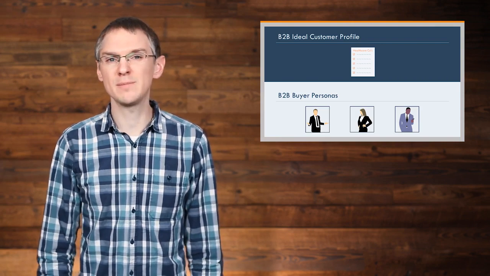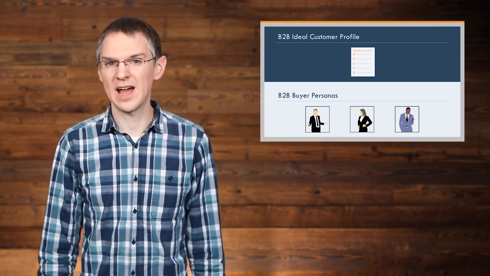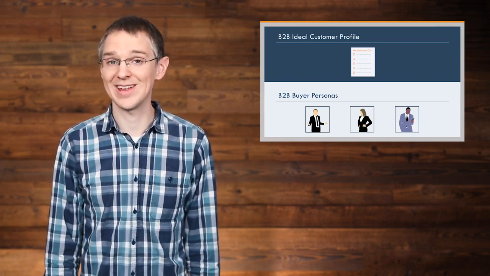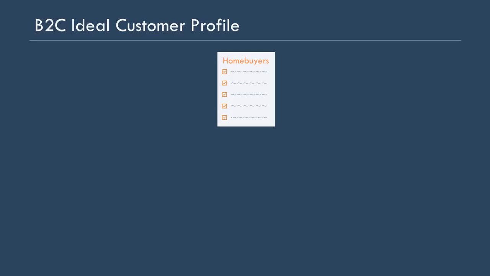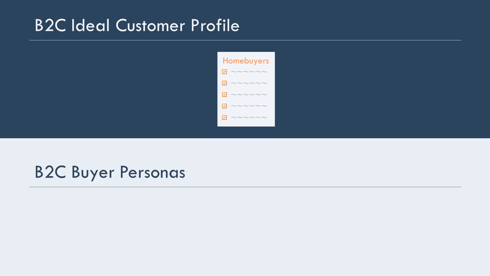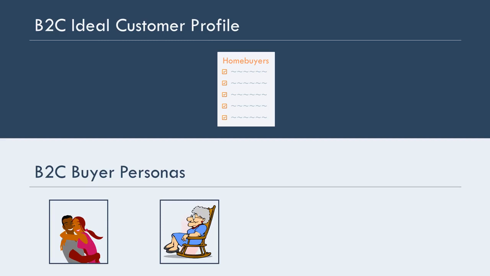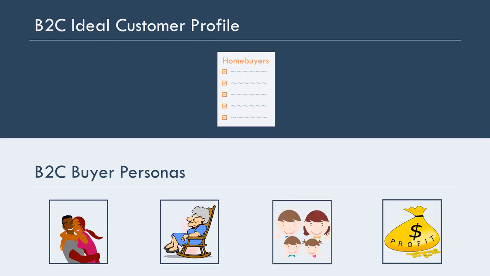Now, if you're in a B2C space, you might be wondering how this applies to you. Don't worry, it definitely does. Your ideal customer profile will be some broad category of people, like prospective home buyers. And then your personas will describe specific kinds of people within that category, such as first-time home buyers, people who are downsizing, people who are upsizing, and investors looking to buy rental properties.